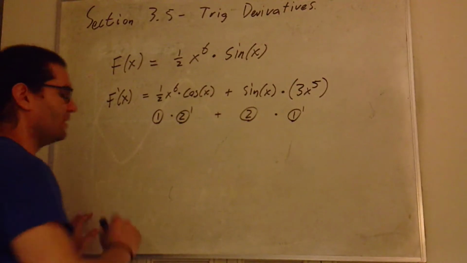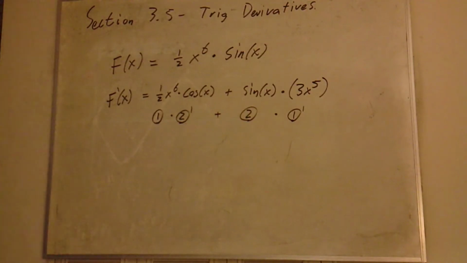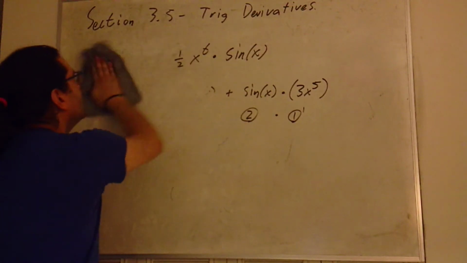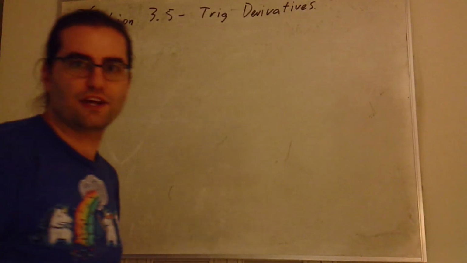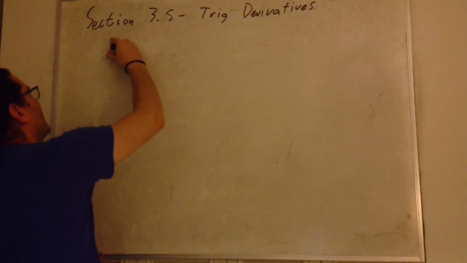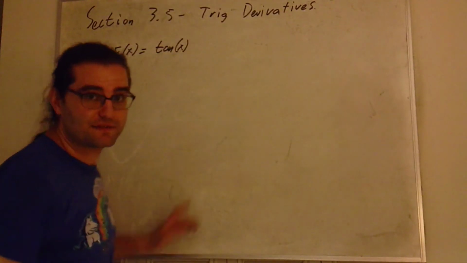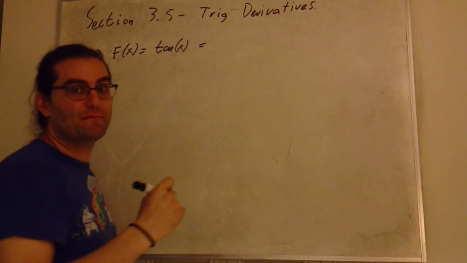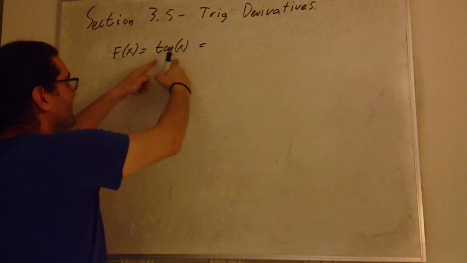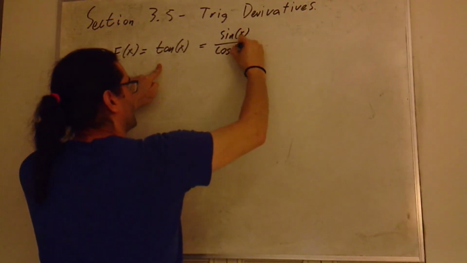Let's do a quotient rule one. Let's do a really interesting quotient rule one. I'm going to erase this so I have lots of room for this interesting quotient rule. Okay, here we go. f of x is tangent of x. This is the interesting quotient rule, because tangent of x is sine x over cosine x.